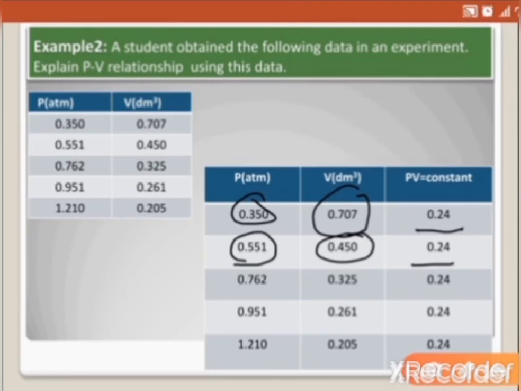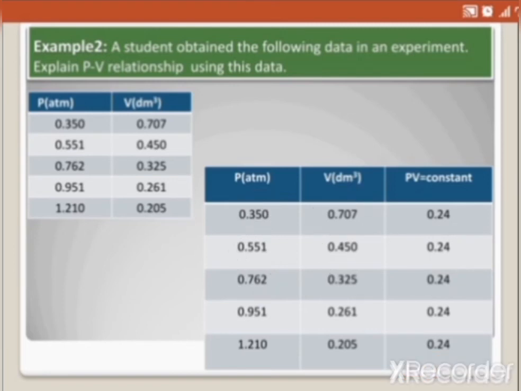If we multiply 0.762 with 0.325, again we get 0.24. It means that the multiple of P and V is a constant value. Therefore, this data obeys Boyle's law.